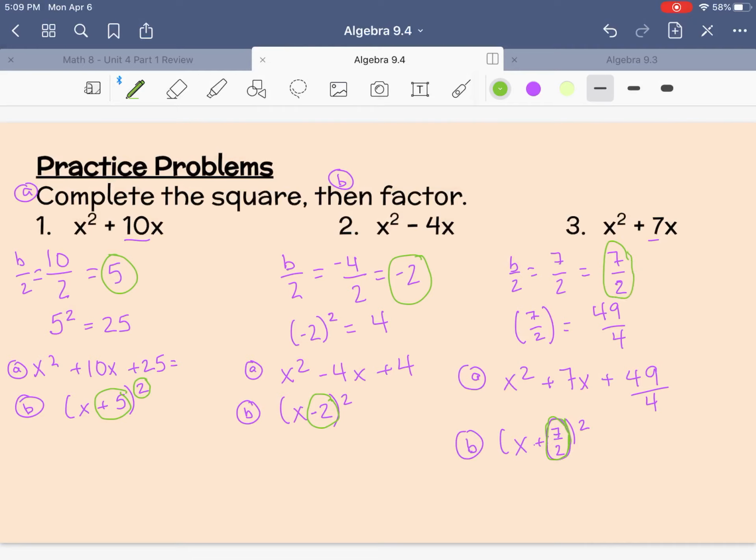All right, so if you didn't get those, please pause the video so that you can write down the correct steps.